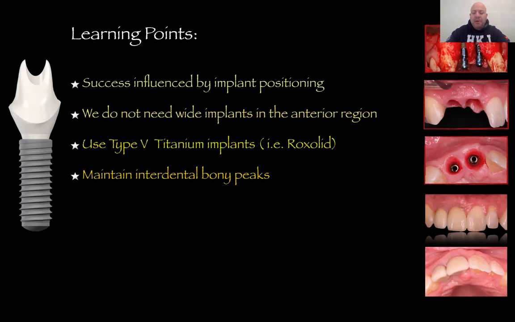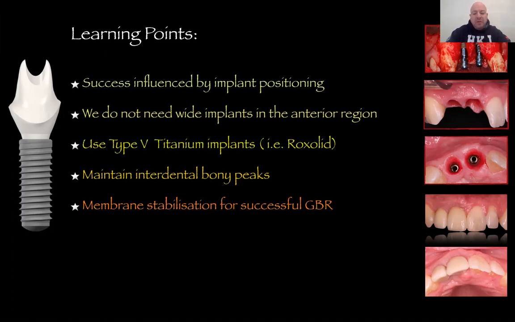Maintain interdental bony peaks, because these are important to support the papilla. We know the papilla depends on the distance between the interdental bony peak and the contact area. But that distance depends on which papilla we're talking about. If it's a papilla between two adjacent teeth, you can get away with a full papilla even if the space is 5 millimeters. While if this papilla is between two implants, that space needs to be a maximum of 3.5. Otherwise, you're going to get a short papilla.